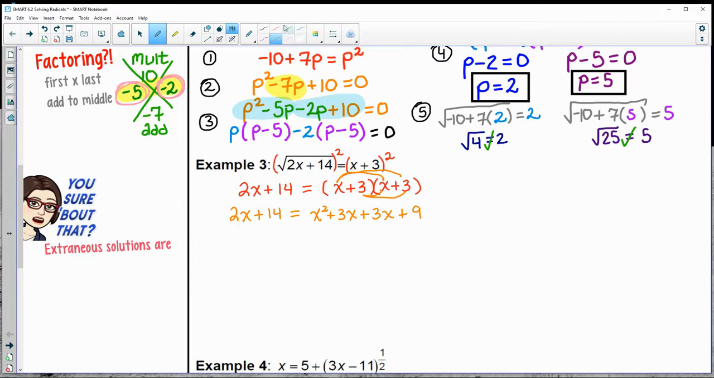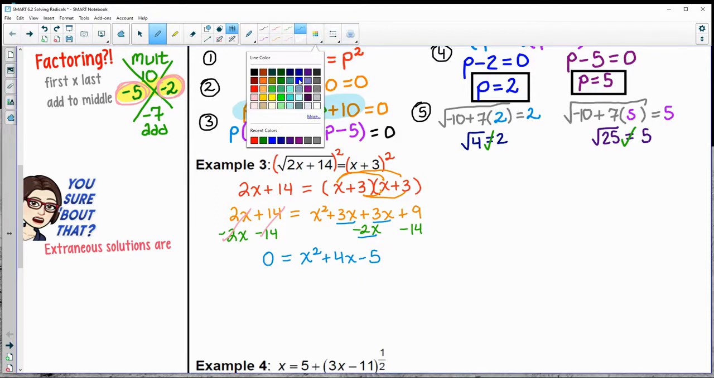It looks like everything is kind of jumbled up on different sides. So let's go ahead and move both of these over to the other side. So that's going to go over here and that's going to go here. So I have regular x squared. I have 3 plus 3 is 6. 6 minus 2 is positive 4x. And then I have positive 9 minus 14. So it looks like I have a negative 5.